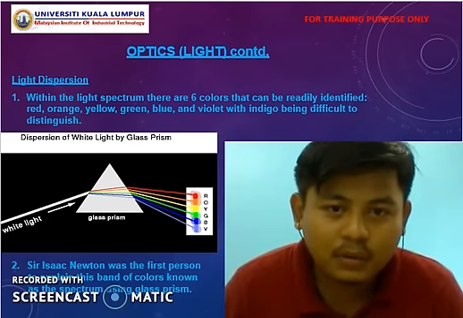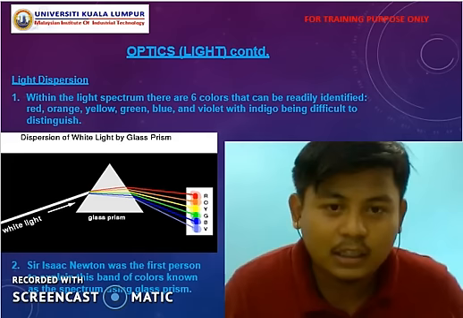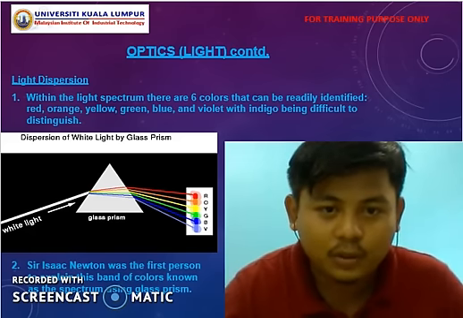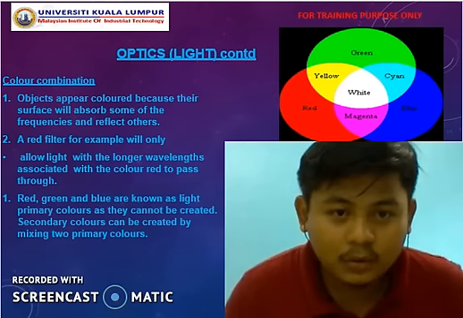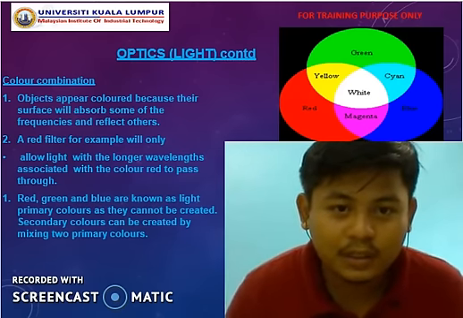The second subtopic is light dispersion. Within the light spectrum, there are 6 colors that can be readily identified: red, orange, yellow, green, blue, and violet, with indigo being difficult to distinguish. Sir Isaac Newton was the first person to explain this band of colors, known as the spectrum, using a glass prism.